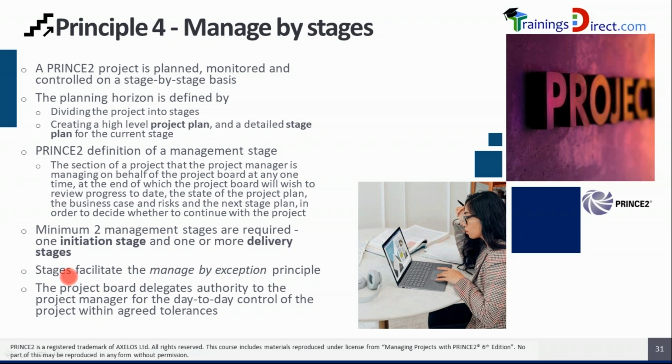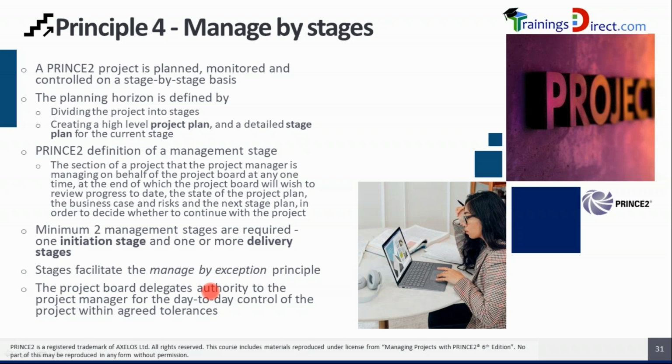So when the project is broken down into stages, it facilitates exceptions, which can happen during a stage or during a project. The project board delegates authority to the project manager for the day-to-day control of the project within agreed tolerances. This is a key statement for the exam. It says that the project board delegates authority to the PM. So the role of the PM really is day-to-day control of the project. Not the overall control, but day-to-day. This is a key thing to differentiate.